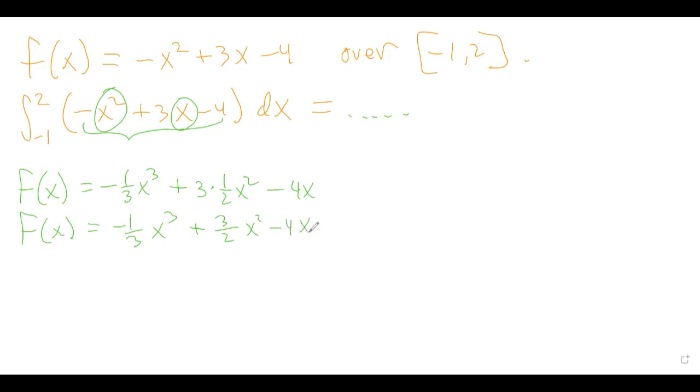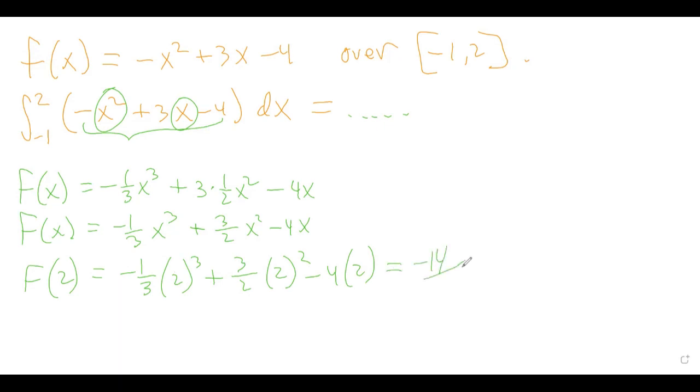And now we're ready to find big F of B. So we go negative 1/3 times 2 cubed plus 3/2 times 2 squared minus 4 times 2. Okay. And reach for a calculator. Let it do the arithmetic. That's negative 14/3. Now let's repeat this again, but this time we'll find big F of negative 1. You do the same steps, right? You plug in negative 1 and on a calculator, you're going to get 35/6.